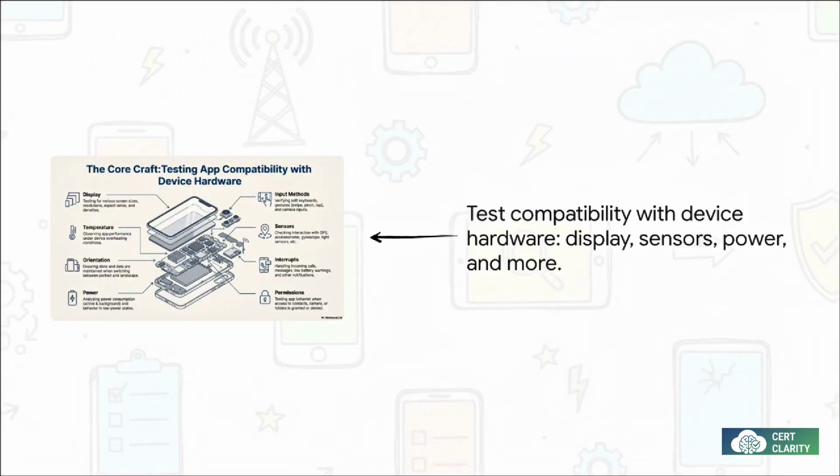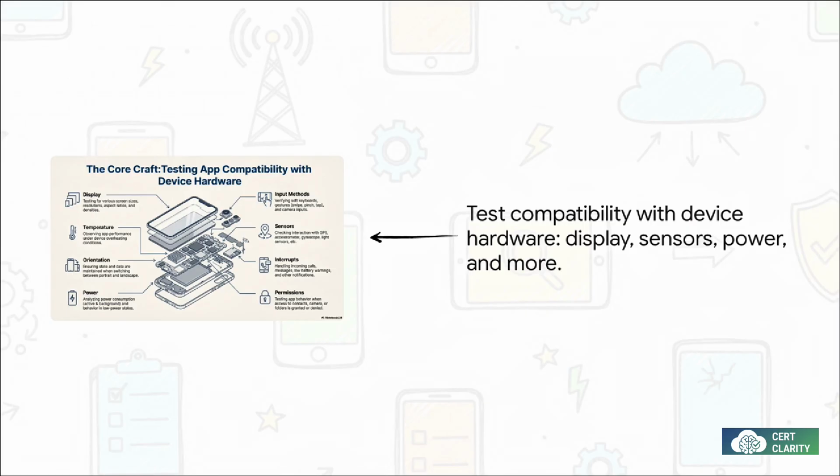So, our tactical toolkit really begins with device hardware compatibility. And this isn't some abstract idea. It's about finding specific real-world defects. Does the UI break on certain screen densities? Does the app's performance just tank when the device overheats? What happens when an incoming call interrupts the app, or it suddenly loses its GPS signal?